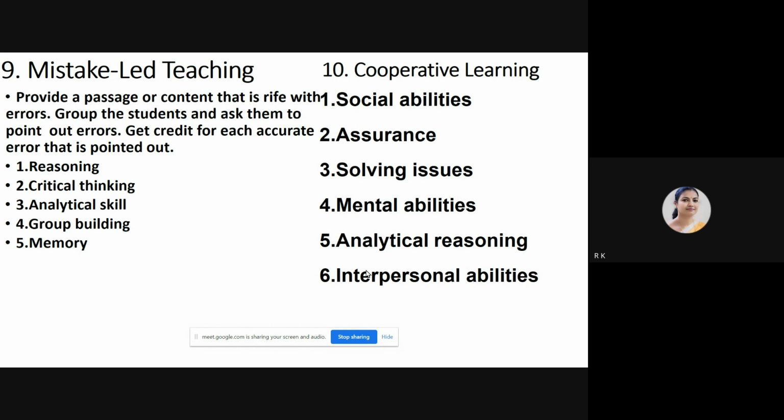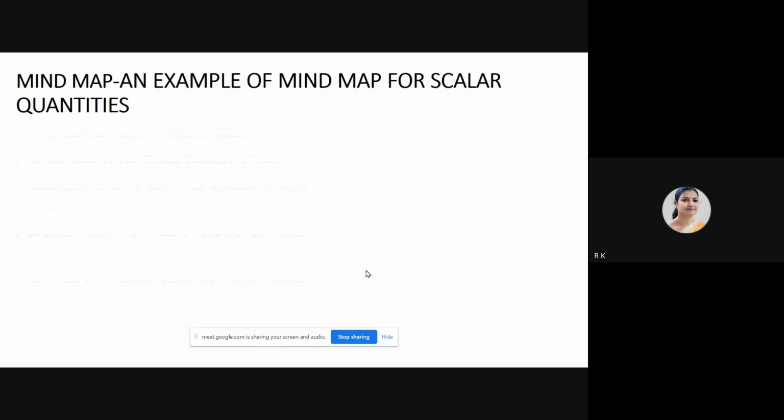And then we have the last one, cooperative learning. In cooperative learning, social abilities will increase. Assurance will be there from the group members. Everybody will be involved in solving the issues. In cooperative learning, you should put one slow learner and one fast learner together when you are forming the group. Only then will their mental abilities, analytical reasoning, and interpersonal abilities improve.